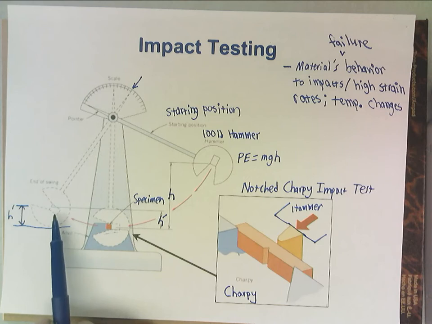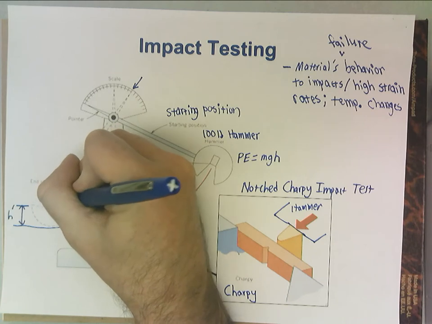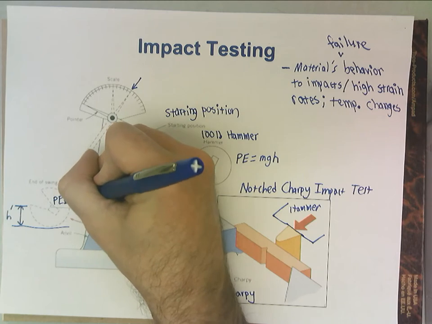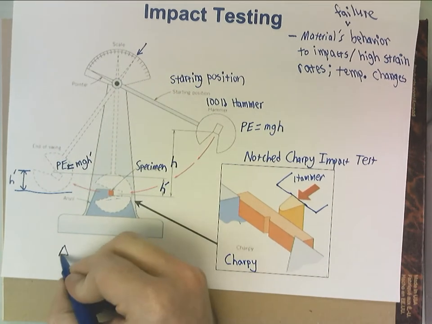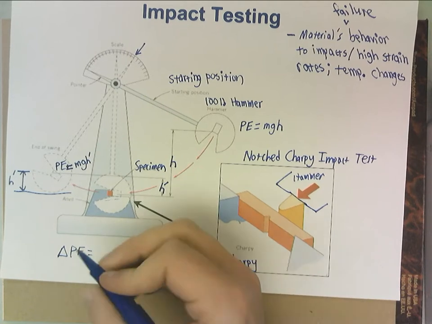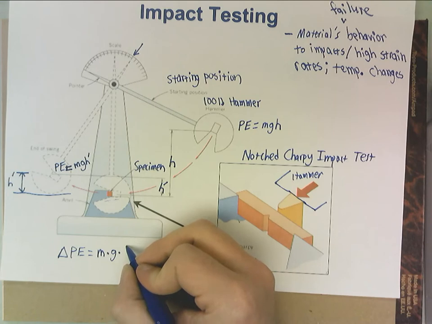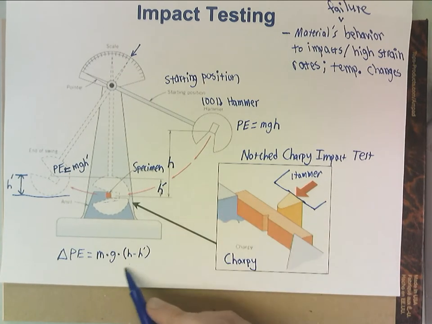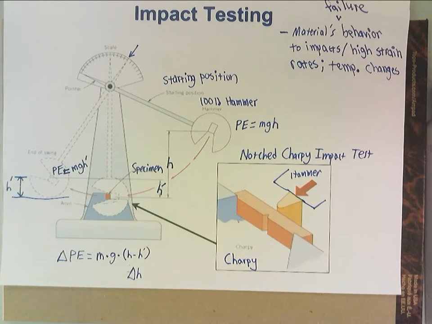So we come over here, we have a different height, h prime. So potential energy here. Our mass should not have changed. Gravity should be the same. What do we have? We have a height difference. Change of potential energy equals mass times gravity times h minus h prime, right? This is our delta h. Change in height before and after.